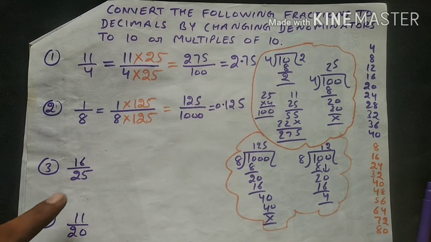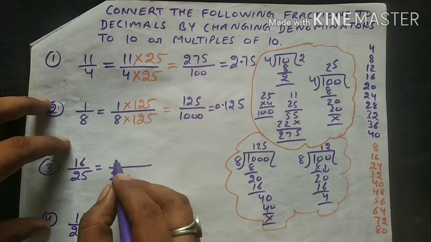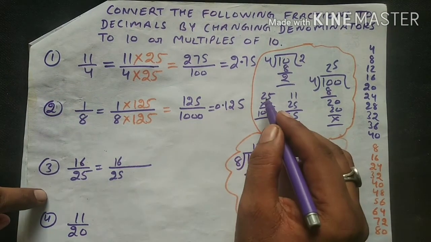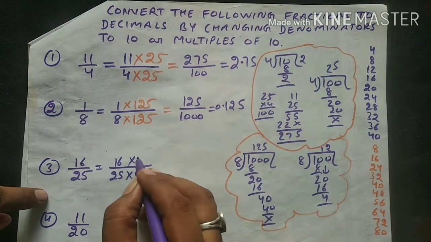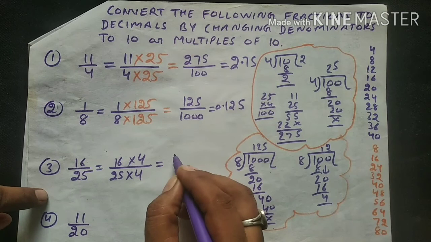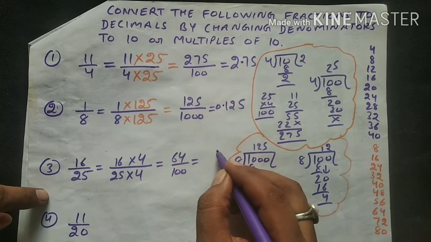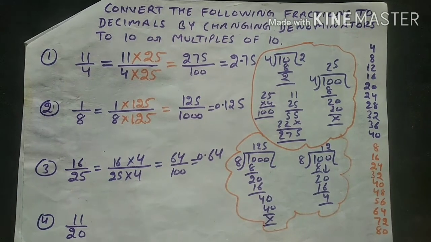Now student, the next question is 16 by 25. Now, how will I make the denominator 100? You can see that 25 when multiplied by 4 becomes 100. So I will multiply this by 4 and 16 by 4. 16 fours are 64 by 100. Okay. Now this is my answer, 0.64.